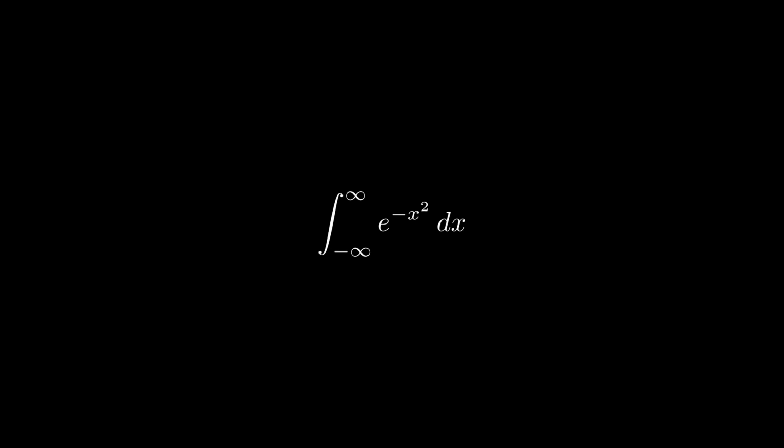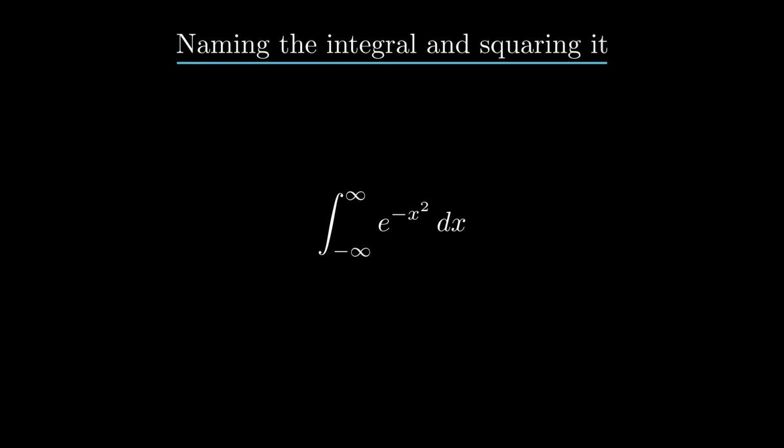We want to compute the classic Gaussian integral, the area under the curve of e to the negative x squared over the entire real line. First, we give the integral a name, I, so we can manipulate it more easily.